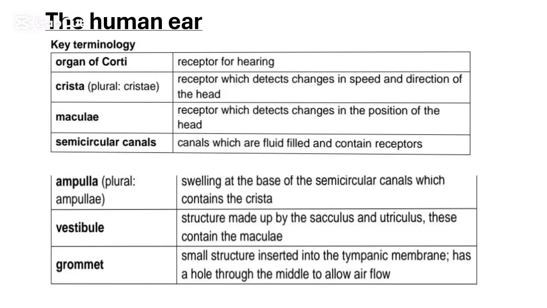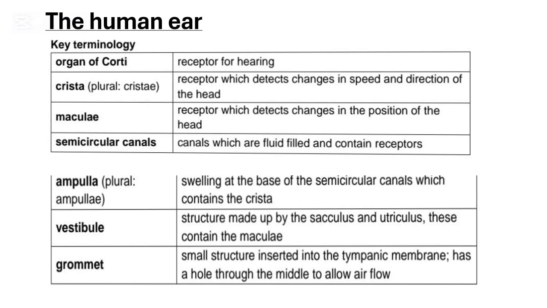The human ear. Important terms to know. Organ of Corti. This is a receptor for hearing. Crista. This is a receptor which detects changes in speed and direction of the head. Maculae. This is a receptor which detects changes in the position of the head.